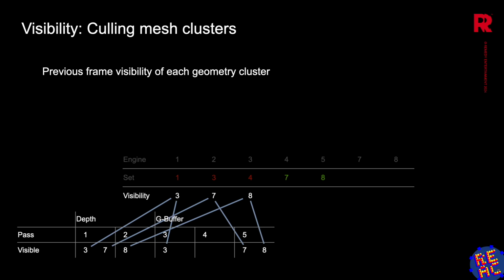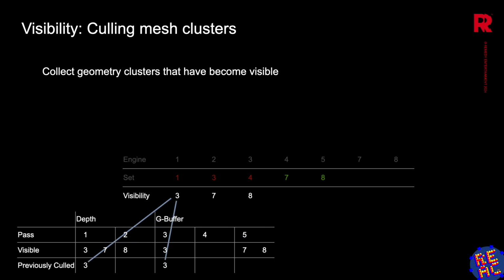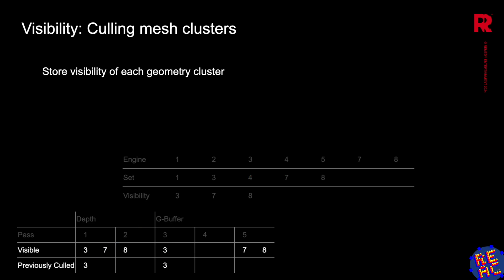In addition to current visibility, we collect geometry that was not visible previously but has become visible on the current frame. Handle 3 gets marked as newly visible on the row previously called. Then, as a last step, we update visibility of each cluster in a set. Visible and previously called rows will next get translated into indirect commands.